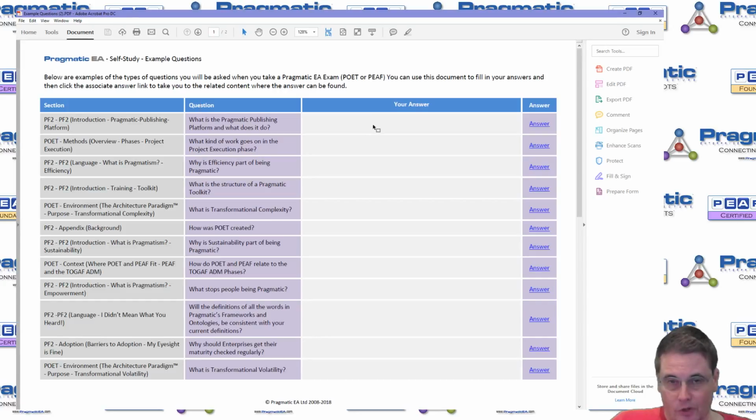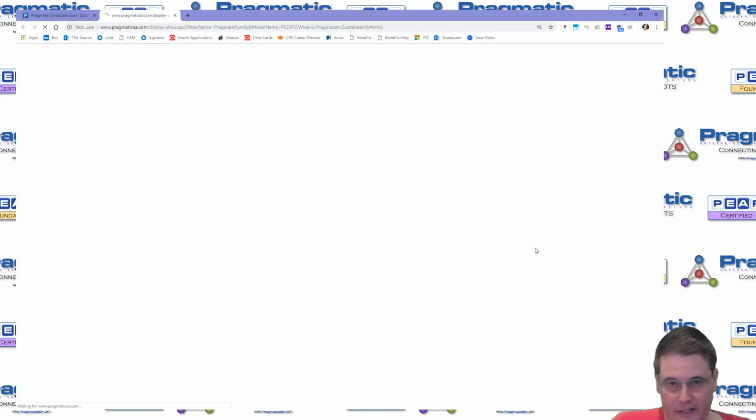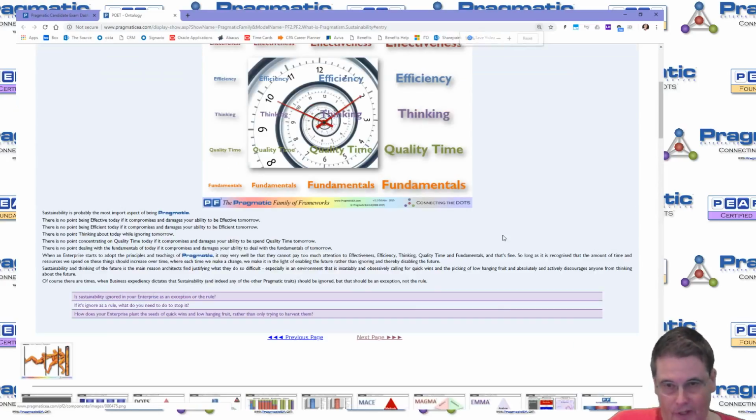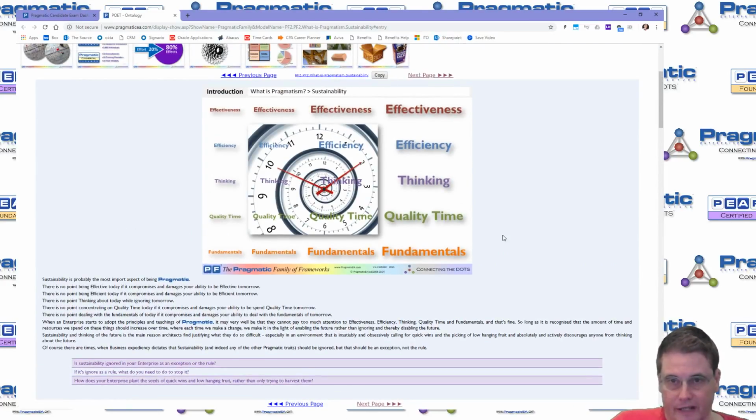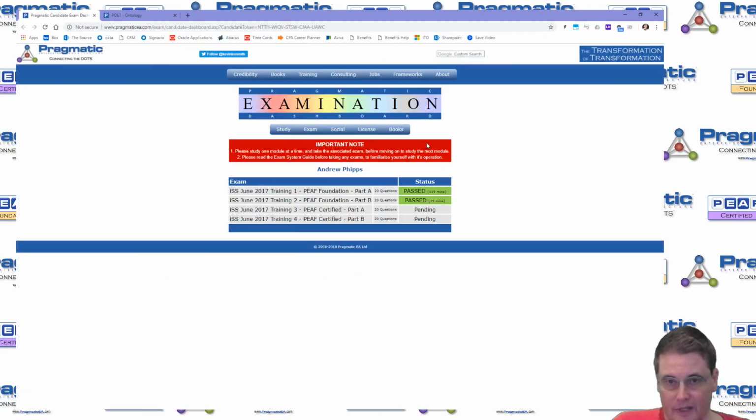Now, to know whether you're correct or not, there are links here that don't tell you what the answer is, but they take you to the content that essentially provides the answer. So why is sustainability part of being pragmatic? If we click this, it'll take us to the content, which is the sustainability. What is pragmatism? So obviously the answer is going to be on this page.